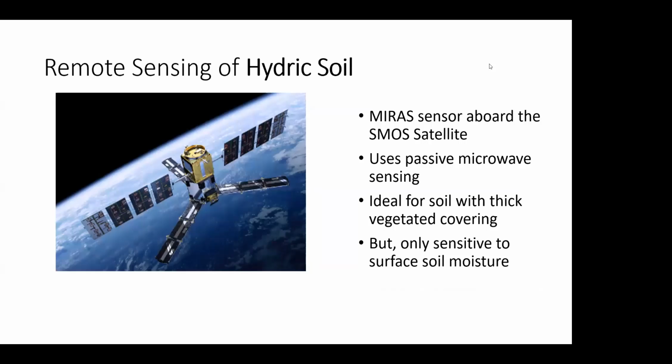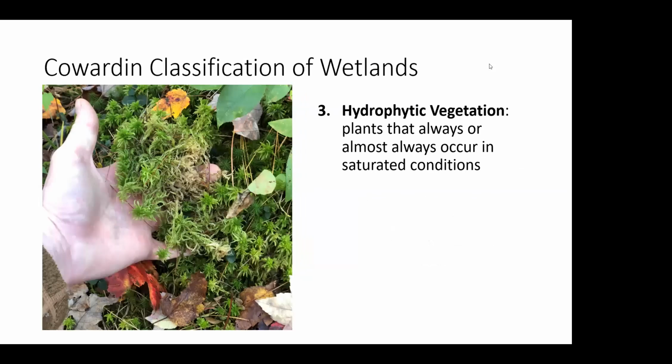They also use the SMOS satellite, the MIRAS sensor on it. This one's less ideal, but it works really well for when there's a lot of trees or other vegetative covering over the soil. And this is less ideal just because it can really only see the surface of the soil. So if there's a deeper water table, it's not really going to be able to see that very well.